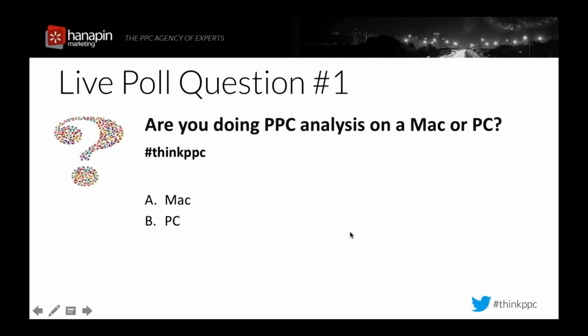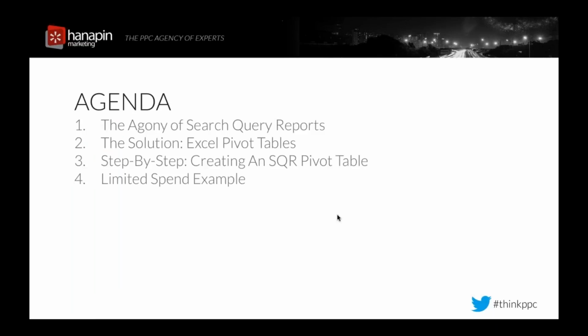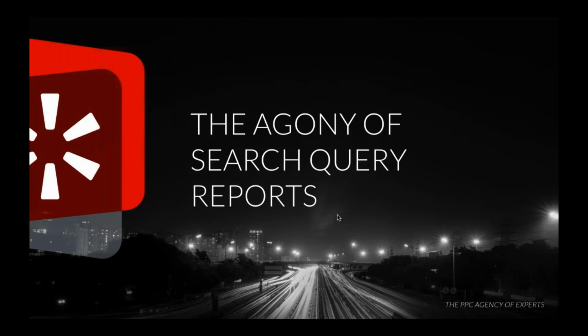Awesome. Thanks, Jamie. We'll just go ahead and jump into the agenda for today. I'll briefly tell you how I came about this pivot table process for my search query reports, and then we'll get into some step-by-step solutions for your SQRs, along with an example of keyword expansion versus an example of limited spend, and how you would adjust your pivot table to give you that information.